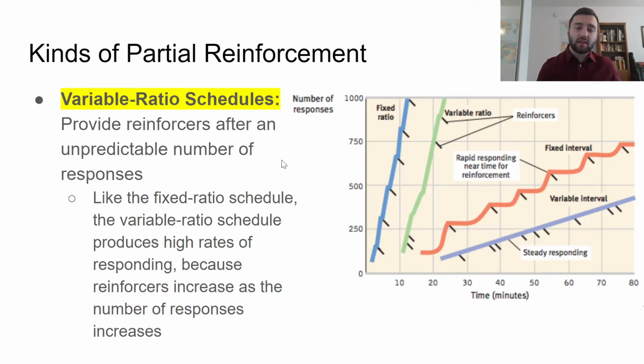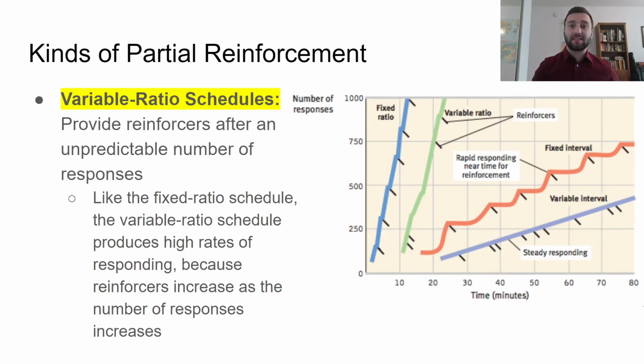Now, just like a fixed ratio, that's going to produce a really high rate of response. Again, the mouse is learning that they are actually getting the treat by pushing the lever. So they know the more they push the lever, the more treats they're going to get and the quicker those treats are going to come. Now, the difference is that with a variable ratio, we're actually going to see more connections to almost like an addictive model.